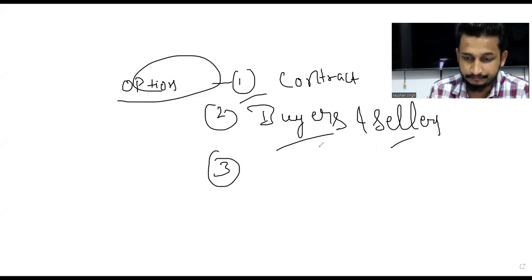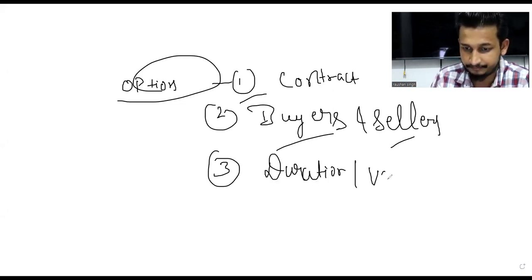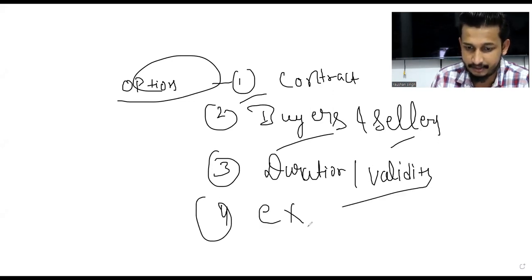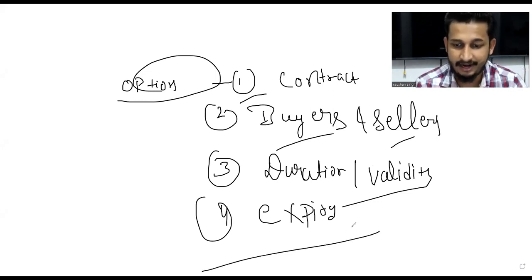Third thing is it will also have a duration, which means validity. Then इसकी भी expiry होगी. It will also have expiry. Okay, so option is a contract where buyers and sellers will be meeting, getting into an agreement, which will have some kind of duration and there will be an expiry date as well. एक contract है जहां पे buyers sellers मिलेंगे जो एक duration तक रहता है, इसकी भी एक expiry होती है.